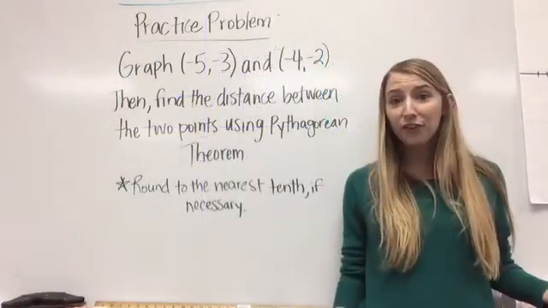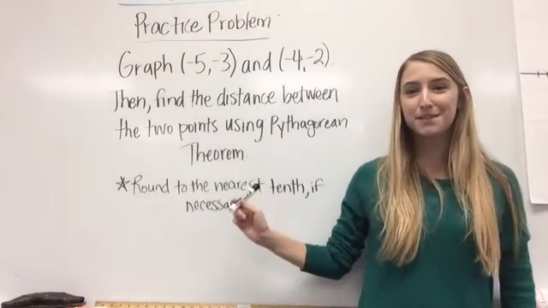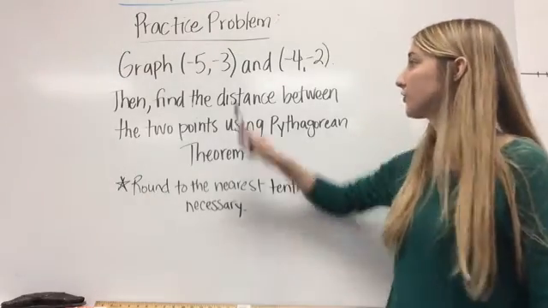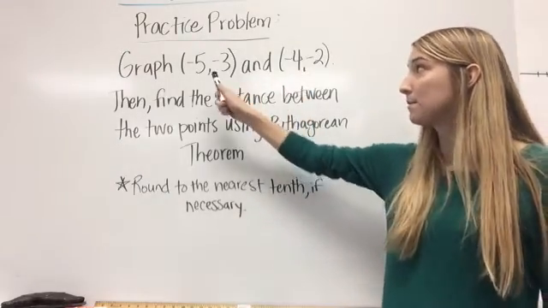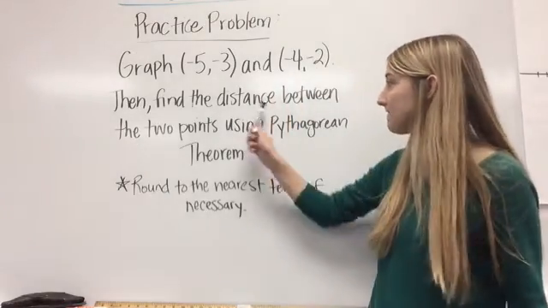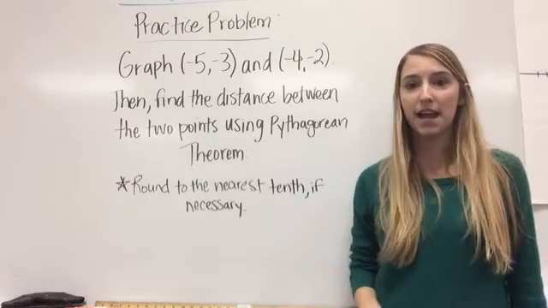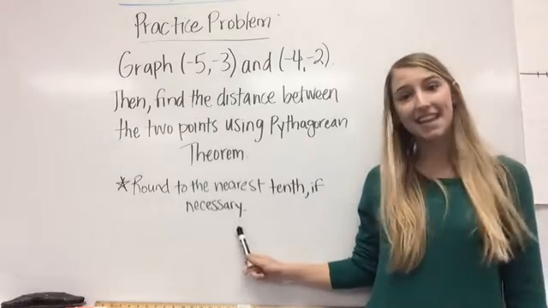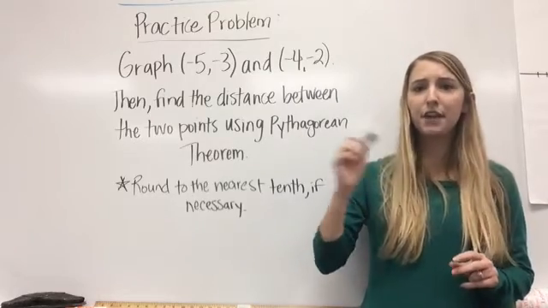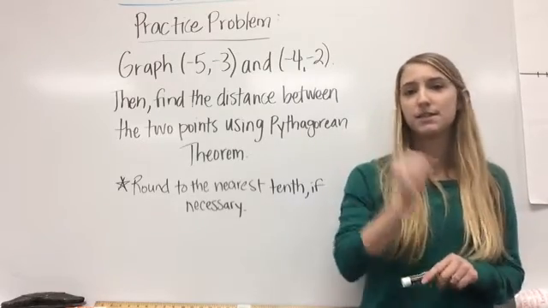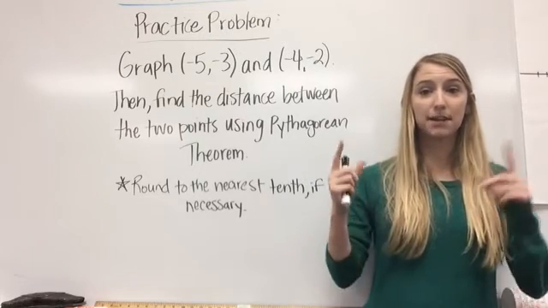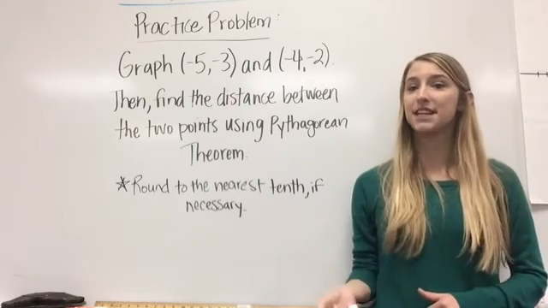Quickest video ever, am I right? This is your practice problem for tonight. It's just like the example we just did. I need you to graph these 2 points. Keep in mind they're all negative numbers, so make sure you graph it correctly. And then find the distance between these 2 points using Pythagorean theorem. Round to the nearest tenth if necessary, and be sure to do this practice problem on the graph that we provided for you, that you stamped in your composition book. Please take a picture of your practice problem and submit it to Edmodo.